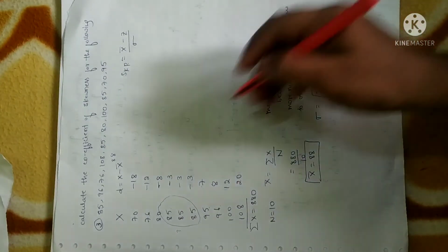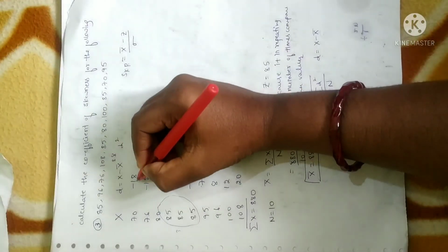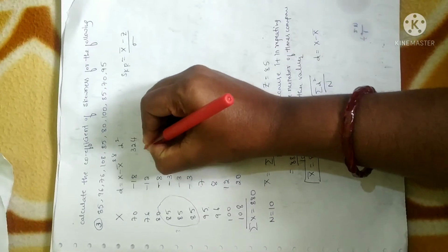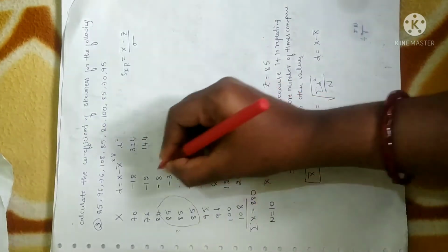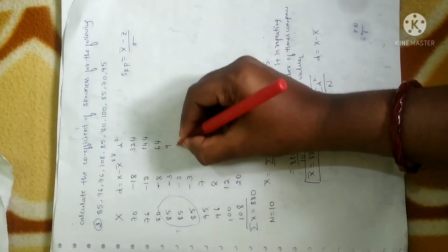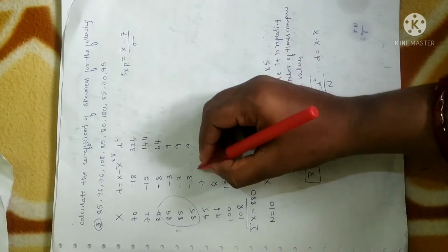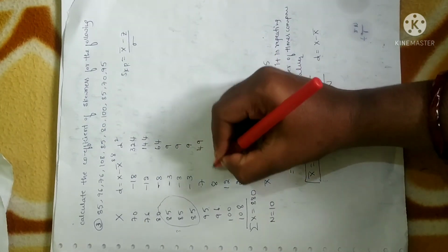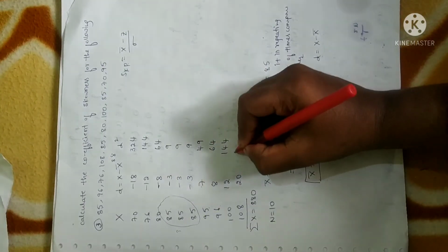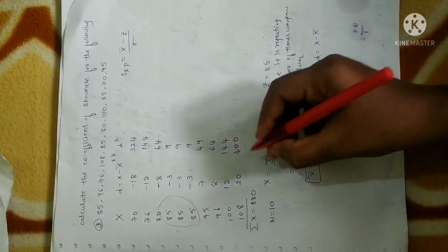Fine. Next what we need is d square. So you have to square the value. Minus 18 whole square is 324. Minus 12 whole square 144. Minus 8 whole square 64. Minus 3 square 9. Again it is also 9. Next 7 square is 49. 8 square is 64. 12 square is 144. 20 square is 400. So I have calculated d square value.